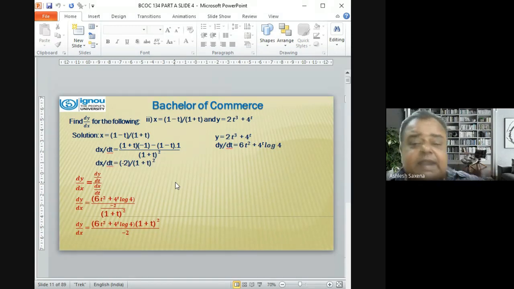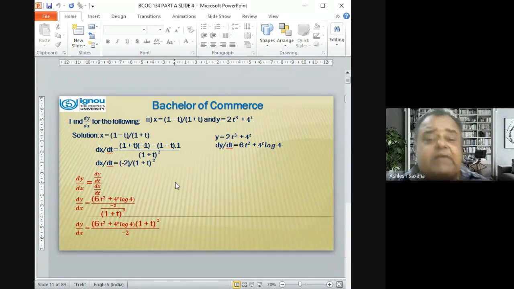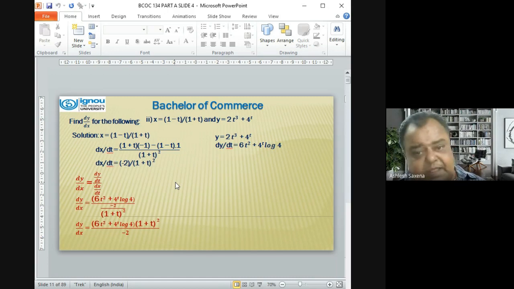We have to calculate dy by dx. So we write dy by dx is equal to dy by dt upon dx by dt. Simply substituting the values, you will get dy by dx is equal to (6t square plus 4 to the power t log 4) times (1 plus t) whole square divided by minus 2. This is another example of how parametric problems are solved.